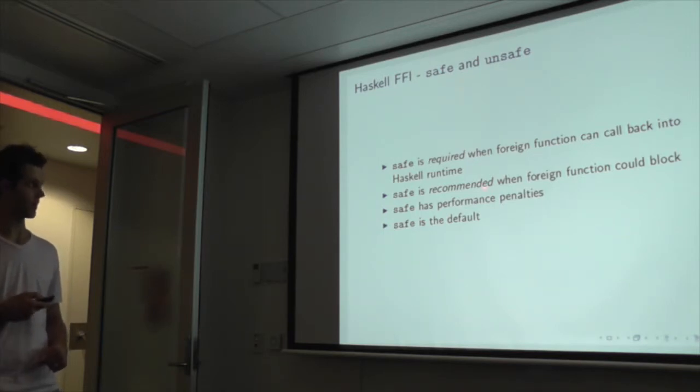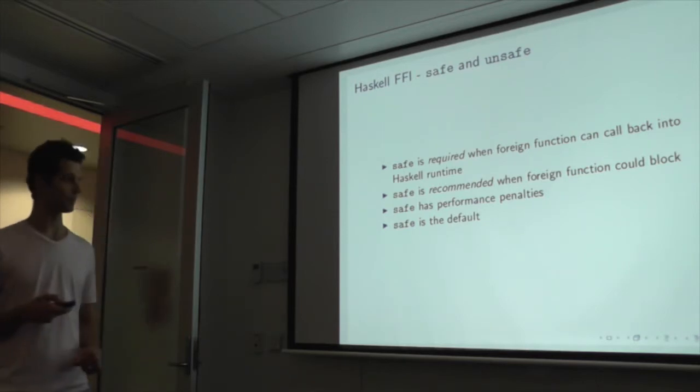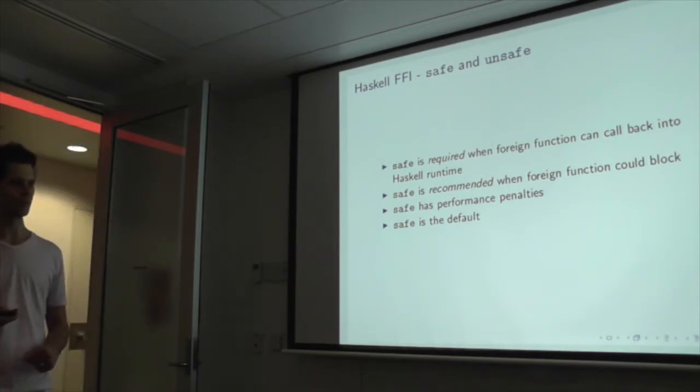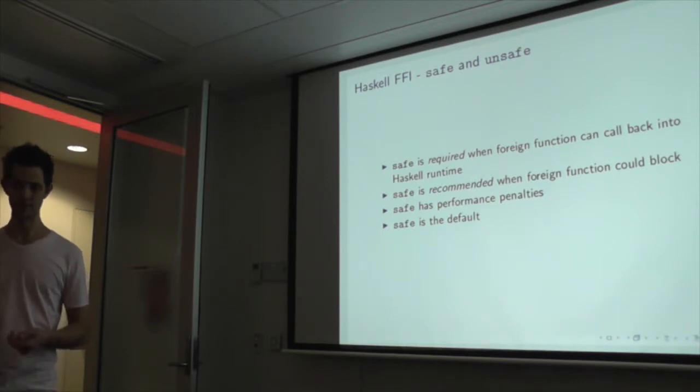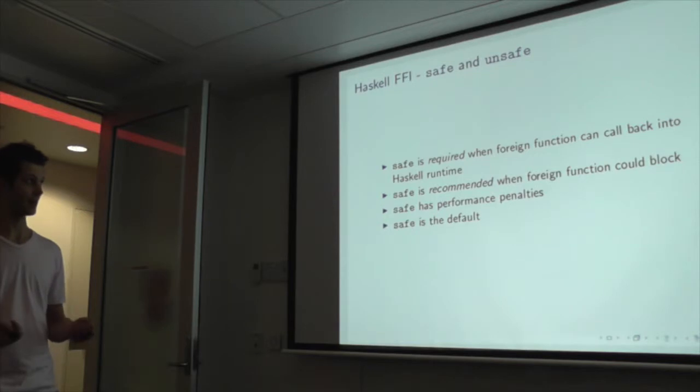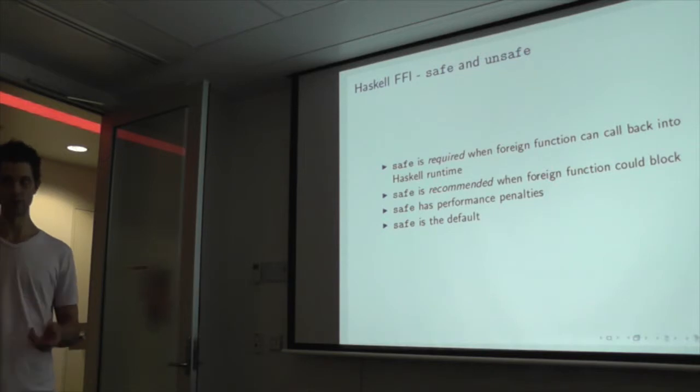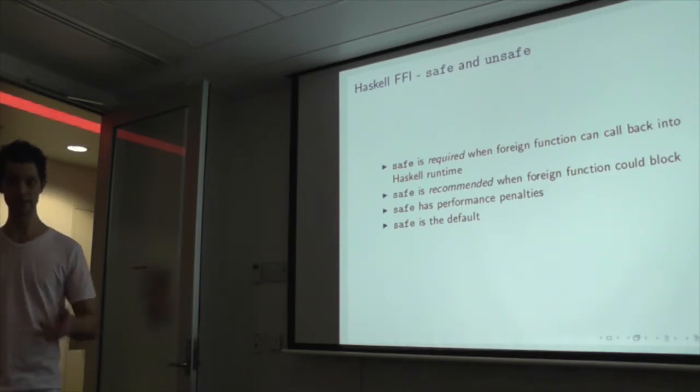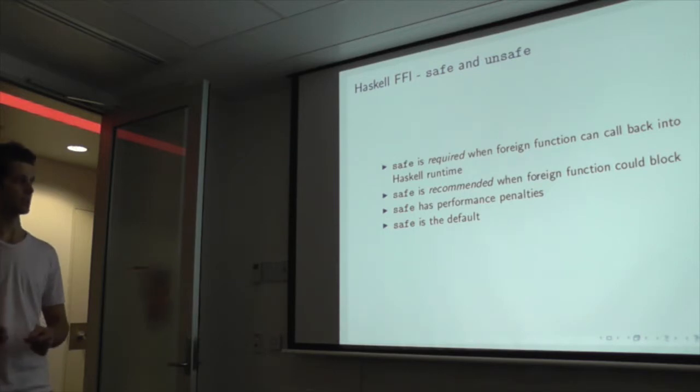Safe is recommended when the foreign function could block, but it's not needed anymore. There's a concept called capabilities in Haskell, which I don't know a whole lot about, but anyway, there used to be a constraint where the whole Haskell runtime had one capability, and if you did not use safe, if you used unsafe, then basically the whole runtime would block. But now Haskell has many capabilities, or multiple capabilities, so this is not as big a problem as it used to be, but it's still recommended.